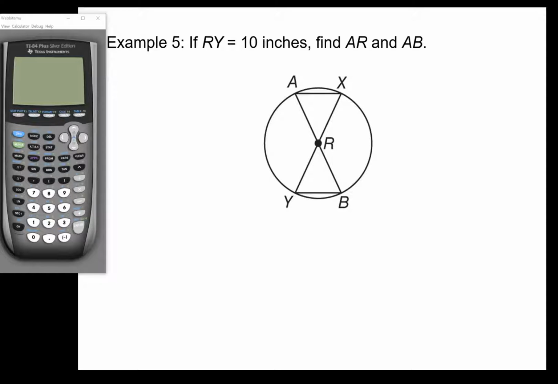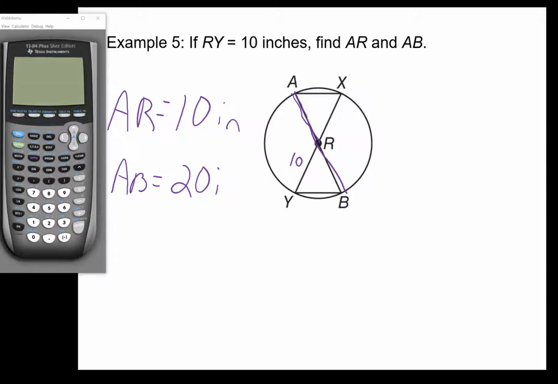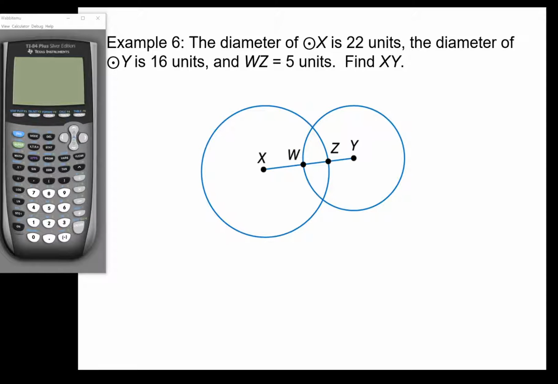Example 5. If RY is 10, find AR and AB. Okay, RY here is 10 inches. So AR here is another radius, so AR is going to have the exact same length as the other radius. Now AB, which is a diameter, is going to be exactly double that, so AB is 20 inches. I'm hoping everything so far has been a review from the circle stuff you covered back in middle school. Nothing too difficult as of yet.